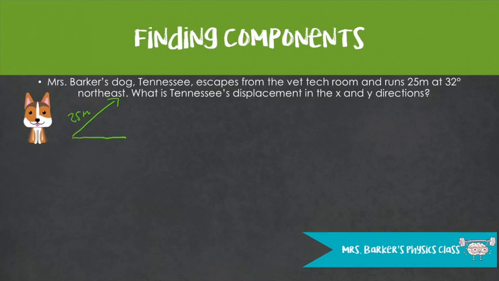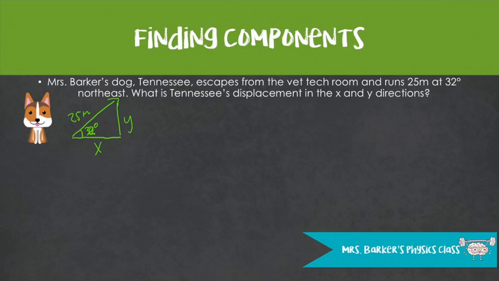At 32 degrees. And we want to find x and y. So I know my angle, I know my hypotenuse. I'm going to need to use some trig functions to find my x and y.